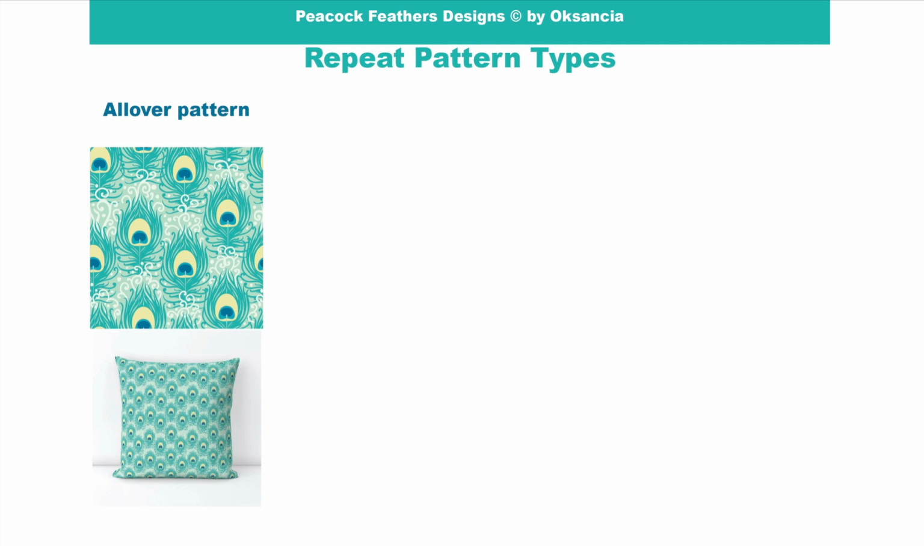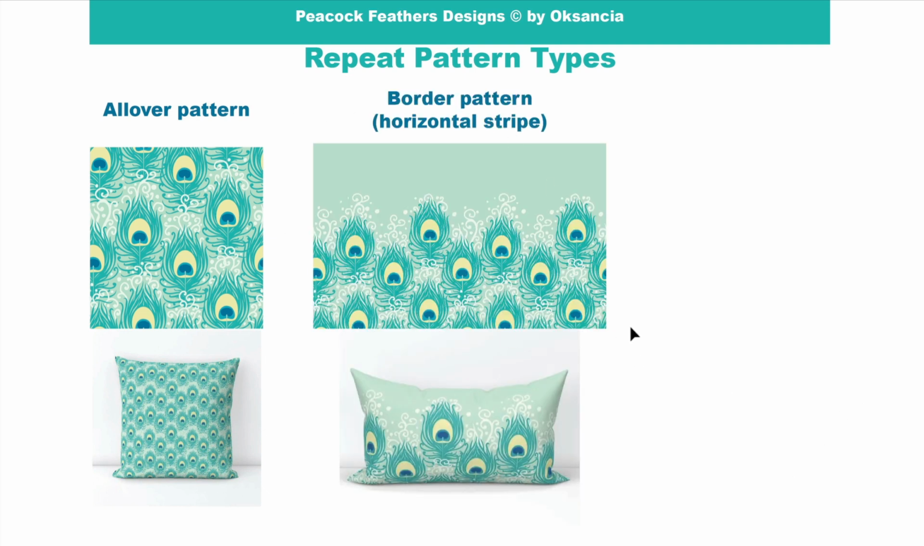The second type is a border pattern. A border pattern will be seamless only on one side. This is a horizontal stripe pattern, and you can see it's seamless from here to here, so on the right and on the left. But here you see a cutoff of the pattern, and here you see a totally different color. On a pillow, you can see that the bottom has the pattern and the top has just a light mint green background, but it will be seamless on the sides of the pattern like this. So this is the example.